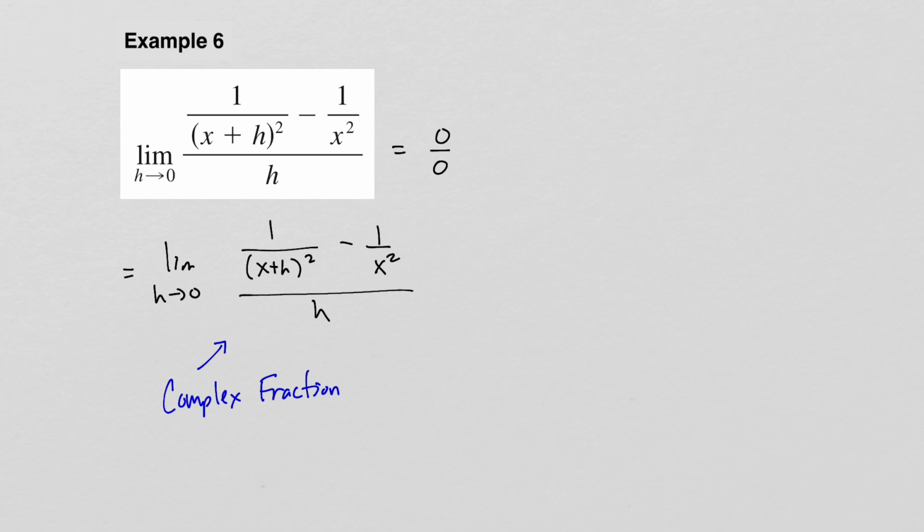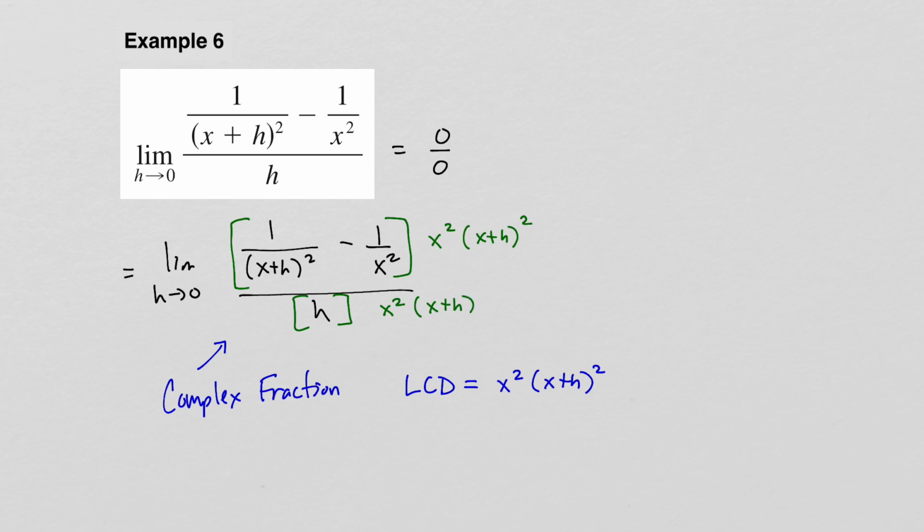And the way you simplify a complex fraction, or I should say one way you can simplify a complex fraction, is identify the least common denominator of your fractions here. And that least common denominator is going to be x squared times (x plus h) squared. And then what I'm going to do is take this numerator and multiply it by x squared times (x plus h) squared. And I'm also going to multiply the denominator by x squared and (x plus h) squared.